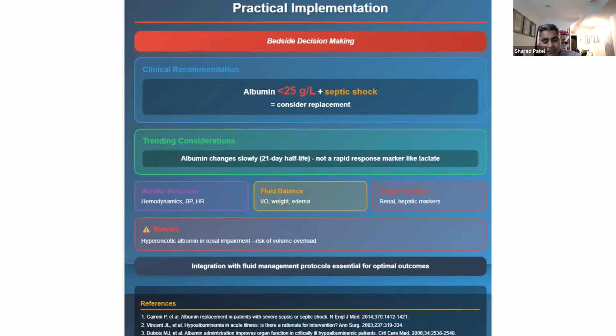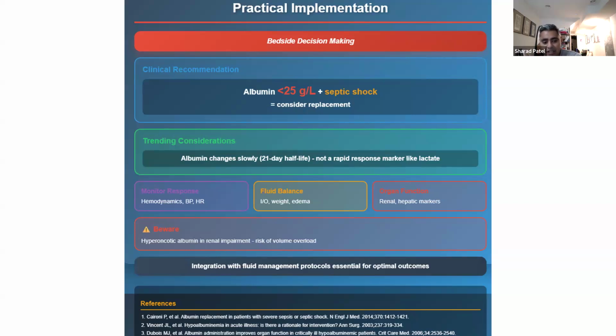Okay, so the bedside decision making. How do we actually approach the decision making for this? In general, if you have someone in septic shock and the albumin is less than 25 grams per liter, this might be someone you want to consider replacement for. The trending considerations: the half-life of albumin is changing, right? In someone who is critically ill, normally the half-life is around 21 days. But in someone with sepsis or septic shock, the half-life can be about 1 to 2 days because of the processes that we already talked about.